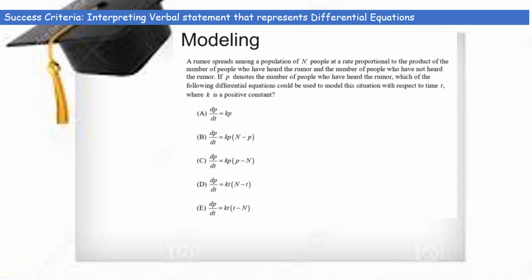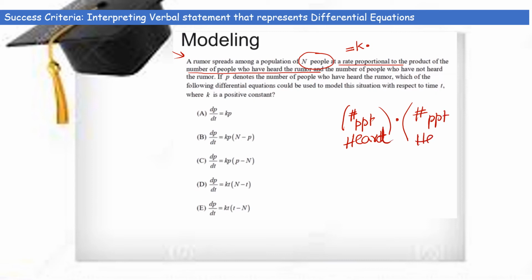Now let's try to understand this question. A rumor spreads among a population of n people, meaning the number of people is n, at a rate proportional to, meaning equal to k times, the product of the number of people who heard the rumor and the number of people who have not heard the rumor.